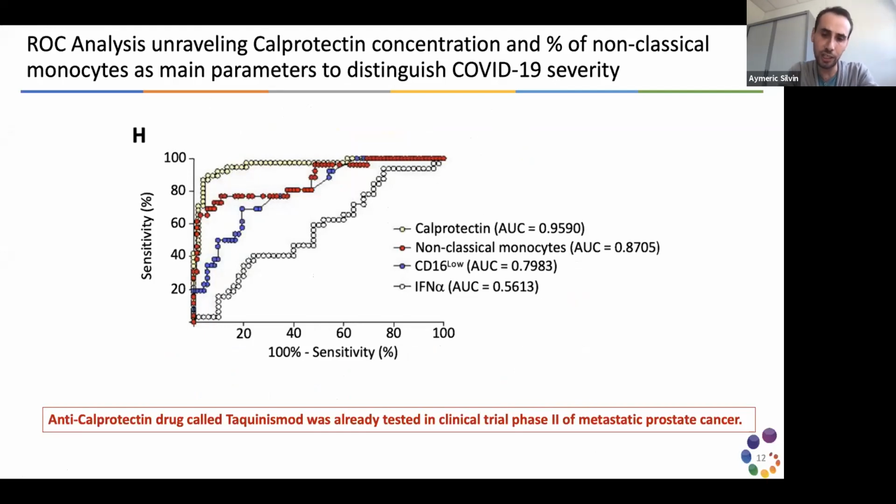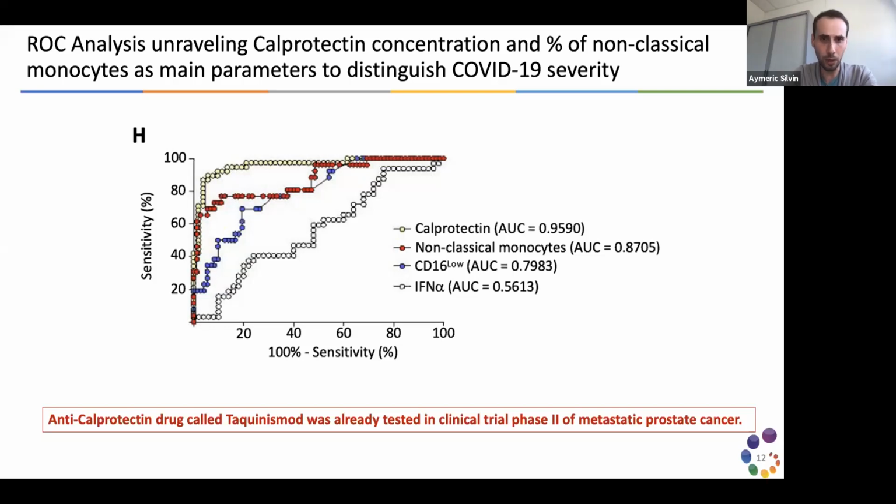We did correlations. We show that calprotectin was correlating with fibrinogen and D-dimers, which are thrombosis factors. And calprotectin was also correlating with the amount of neutrophils that we could find in the blood. But most interestingly, we tried to see if by quantifying these different parameters, meaning calprotectin, non-classical monocytes, and immature neutrophils, we could predict if the patient was going toward a severe COVID-19.